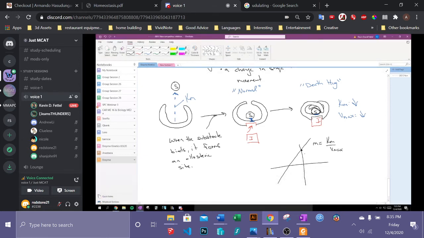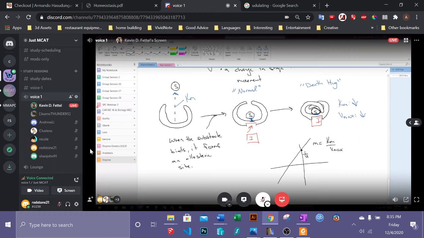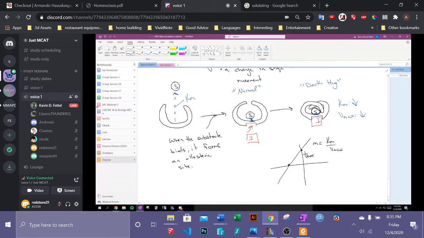The Y-intercept should be 1 over Vmax. 1 over Vmax, good. And the X-intercept? -1 over Km. Perfect. Excellent. So let's evaluate these three terms real quick.